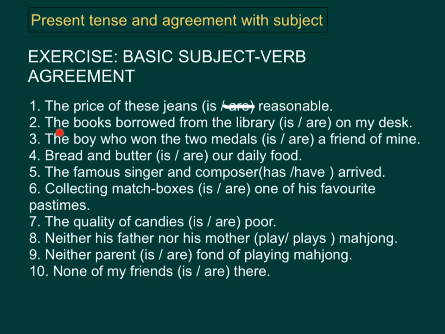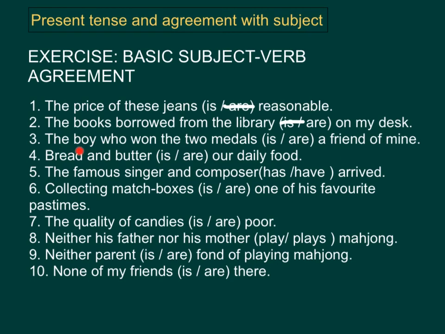Number 2. The books borrowed from the library, on my desk. Again, we start with identifying the subject. In this case, we want to talk about something on my desk. It can't be the library, so it must be the books. So the subject are the books, while borrowed from the library is just an interrupting group of words. We know the word books is a plural noun because it has an S. Therefore, in this case, we use are. The books borrowed from the library are on my desk.